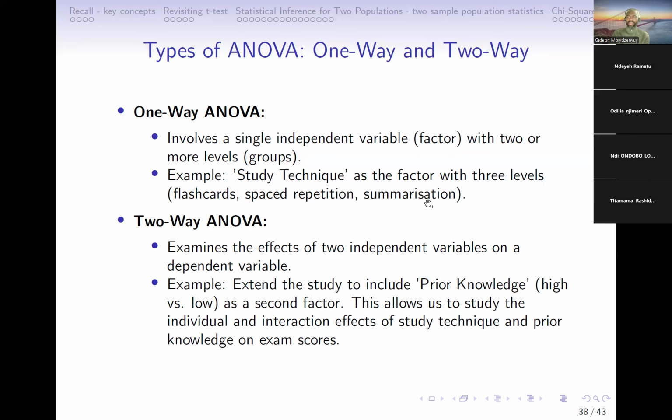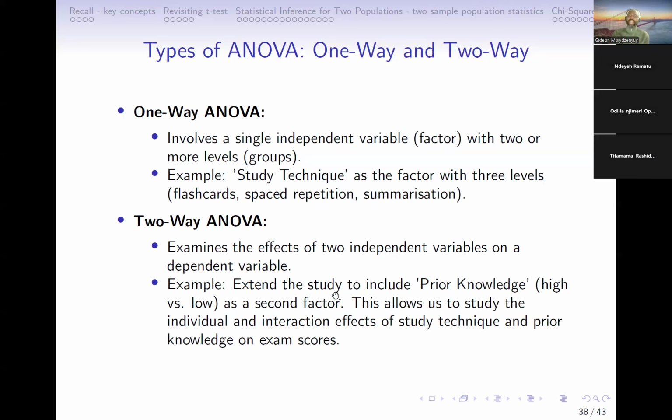and summarization. Another alternative is that you can use a two-way ANOVA to examine the effects of two independent variables on a dependent group. So two-way ANOVA, you have two variables. One-way ANOVA, you have one variable, multiple groups. Two-way ANOVA, you have two variables, multiple groups.